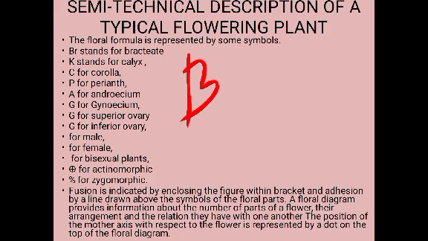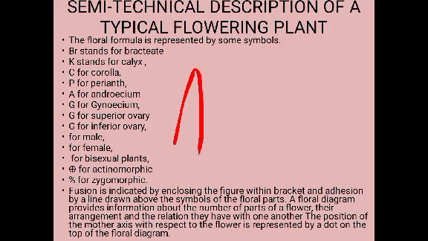Then K stands for calyx. When we want to denote any characteristic features related to the calyx, we can use the letter K. Then C stands for corolla. Then P stands for perianth. What is a perianth? When the calyx and corolla are not differentiated in the flower, we call it a perianth, and it can be represented by the letter P.